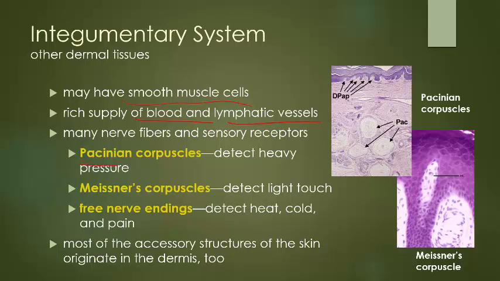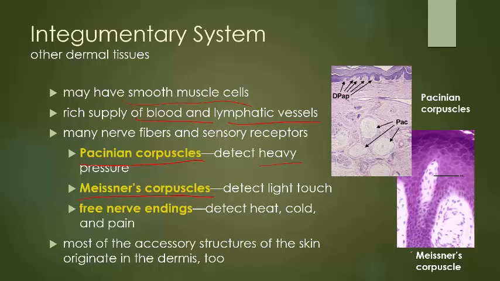There are Pacinian corpuscles. These detect heavy pressure. So imagine your sweetie giving you a nice deep tissue back massage. Well, that would be your Pacinian corpuscles that notice that. Then there are the Meissner's corpuscles. These detect light touch. So imagine somebody taking a feather and just gently tickling your skin surface. Well, that would be your Meissner's corpuscles that notice it.